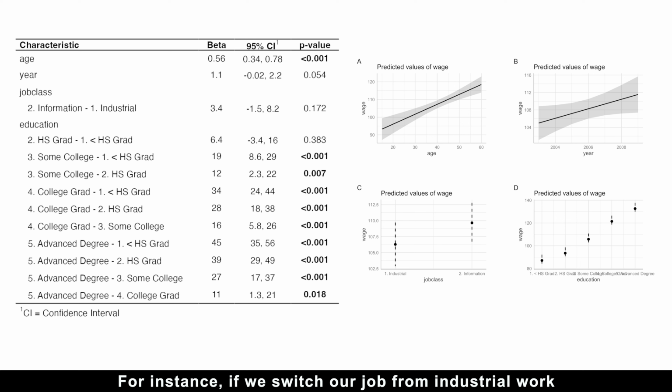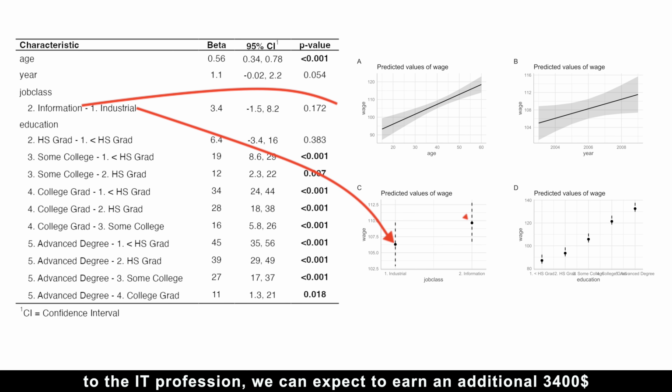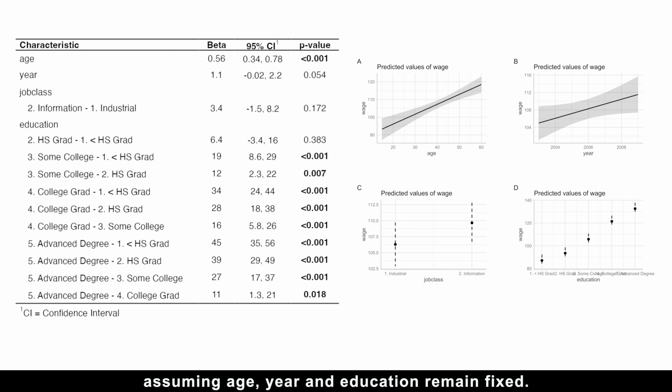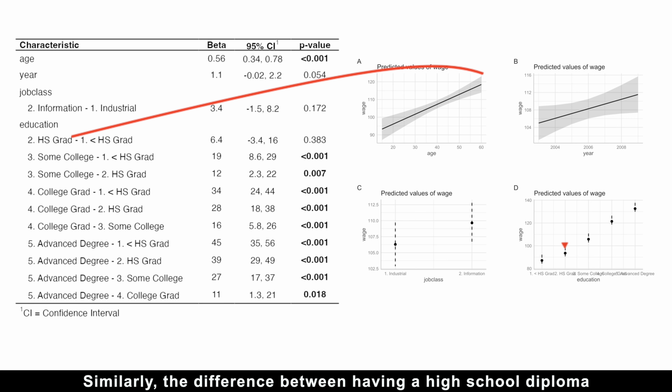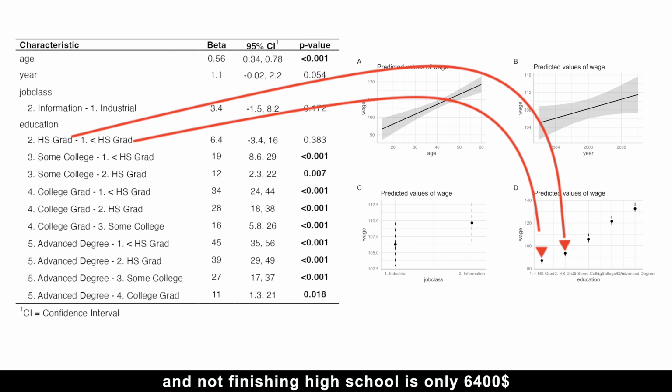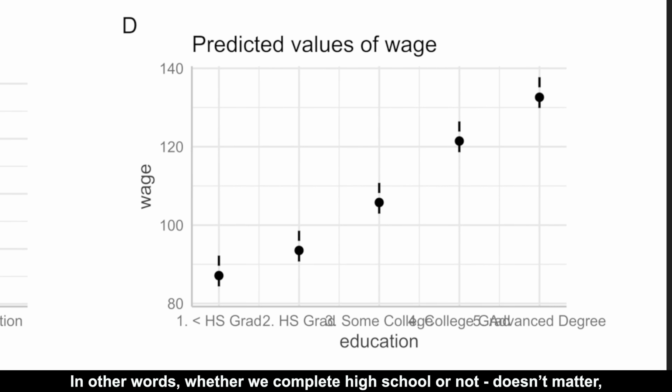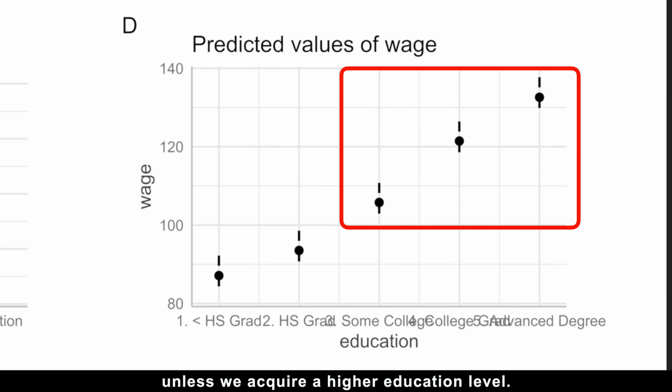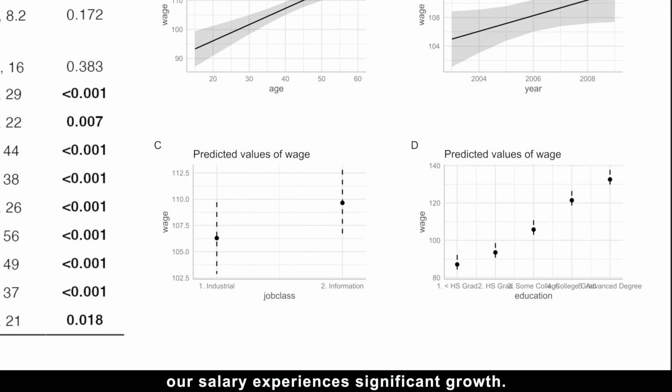For instance, if we switch our job from industrial work to the IT profession, we can expect to earn an additional $3.4 thousand, assuming age, year, and education remain fixed. Similarly, the difference between having a high school diploma and not finishing high school is only $6.4 thousand and is not statistically significant. In other words, whether we complete high school or not doesn't matter, unless we acquire a higher education level. When we increase our education beyond high school, our salary experiences significant growth.